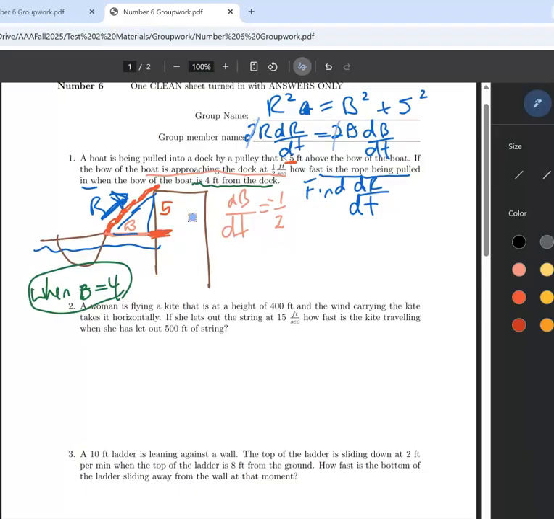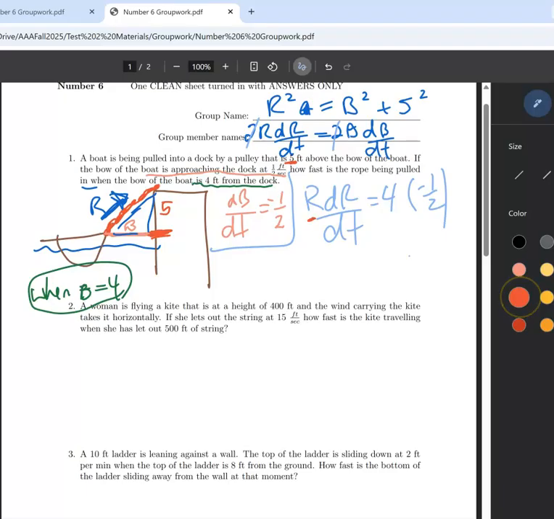And then as I come down here, I'm going to erase this. I don't need to have that. I do need that number though. So let's start with what we have to plug in. I don't have r, so just carry it along. dr over dt is what I'm trying to find, so that's okay to be there. Equals b, which is 4, right? And db over dt, which is negative 1/2. So now it's my job to find out what this r value is.